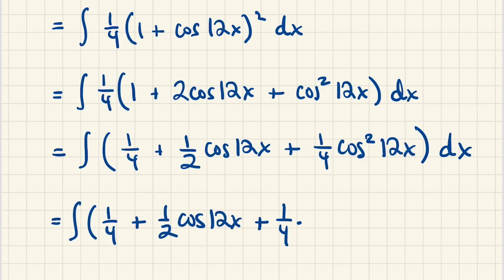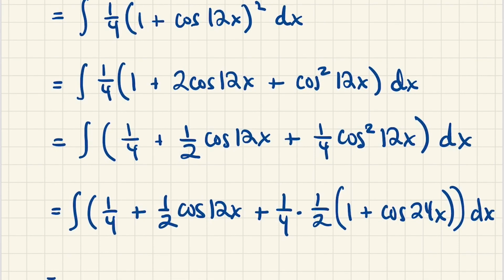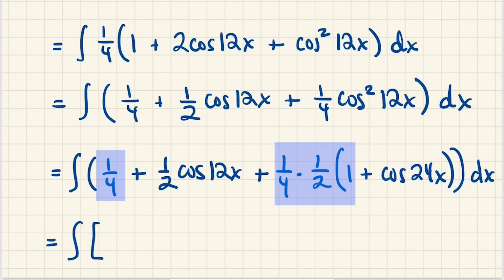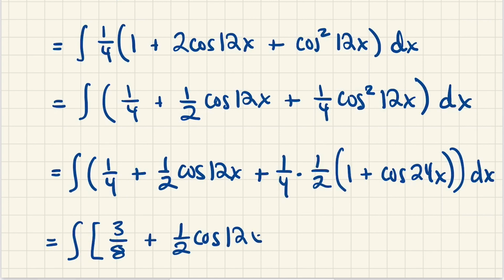So the cosine squared becomes 1/2 of 1 plus cosine of the double, 12x to 24x. All right, so what have we got here? 1/4 plus 1/8 is 3/8, plus 1/2 cosine of 12x, plus, distributing that 1/8, 1/8 cosine of 24x.